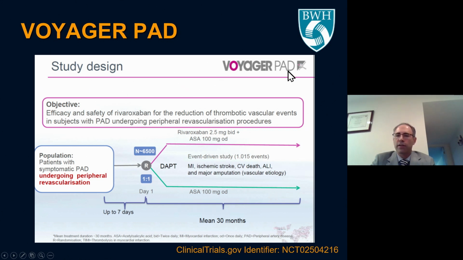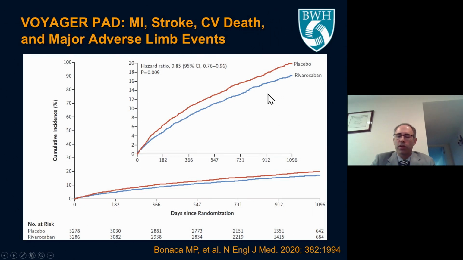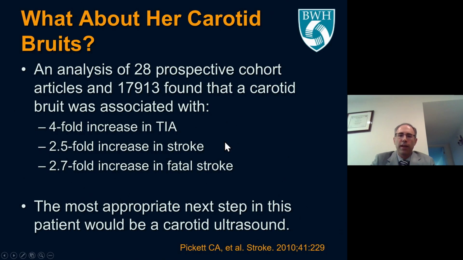Along similar lines, recently presented was the VOYAGER PAD, published in the New England Journal. These are patients who had PAD revascularization, but again, looking at that same special regimen of low-dose rivaroxaban and aspirin. And what they were able to show is that regimen, again, reduced MI, stroke, cardiovascular death, and major adverse limb events. And my friend Mark Banaka worked on that study. So very important in patients who've been revascularized to consider this antithrombotic and antiplatelet regimen.